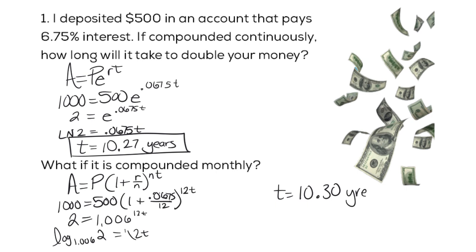All right, so it takes a little bit longer, but hardly anything, right? We're probably not dealing with big enough numbers here for this to make a huge difference, going monthly versus compounding continuously.